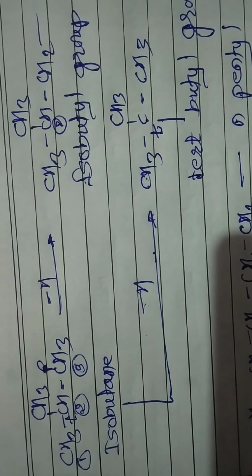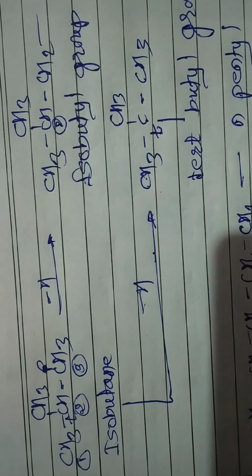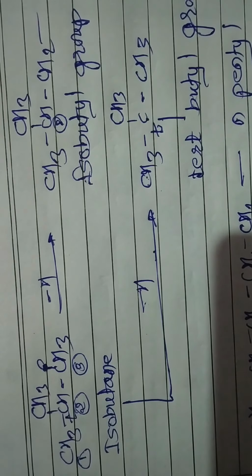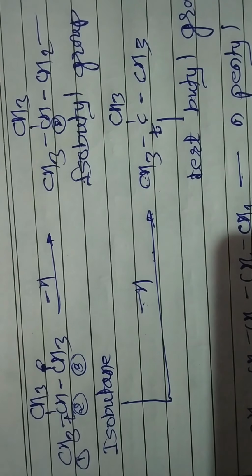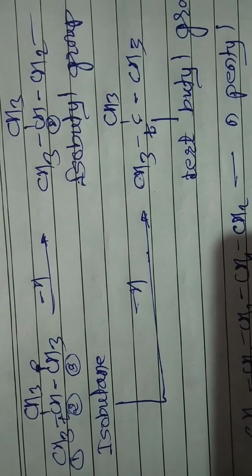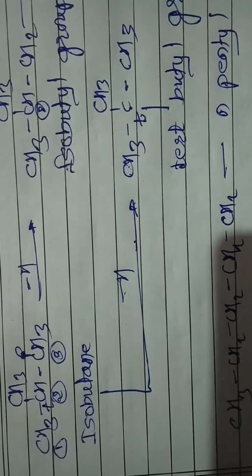Iso and neo prefixes are given according to the presence of methyl groups on the second carbon atom of the continuous chain. If one methyl group is present on the second carbon atom of the continuous chain, it is iso, and if two methyl groups are present on the second carbon atom, the alkane or the alkyl group may be prefixed as neo. Now if a hydrogen atom is removed from the tertiary carbon atom, we get the tertiary butyl group.